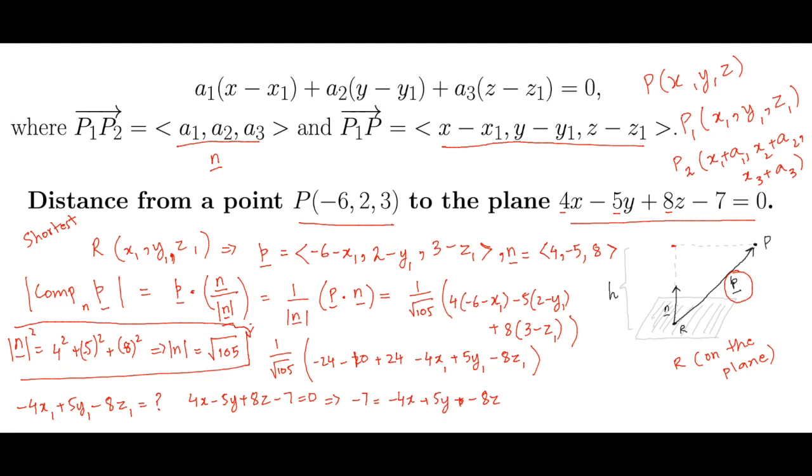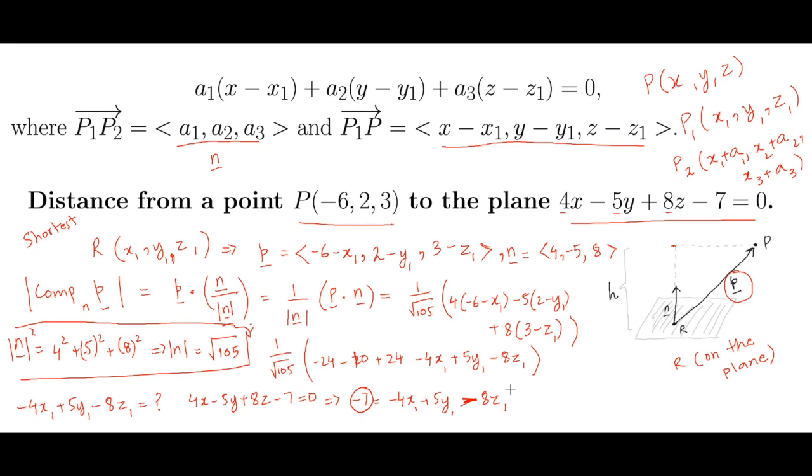Okay, so let me erase this minus here. Minus 8z. So then since x1 and y1 and z1 are there, I can repeat this, remove this, and replace this xyz by x1 y1 z1. So this guy is equal to minus 7, so I can put minus 7 here.